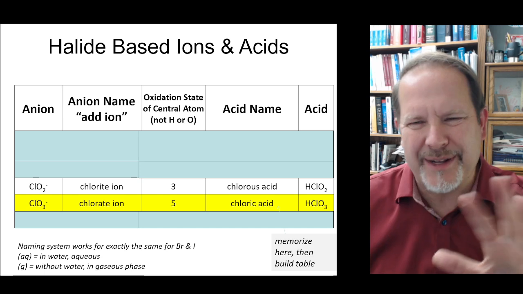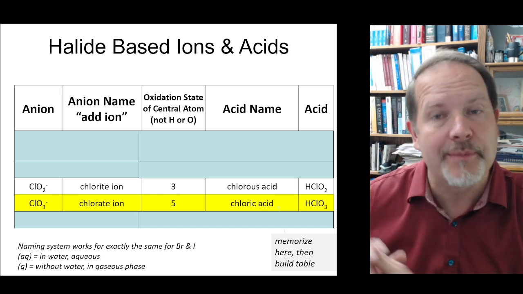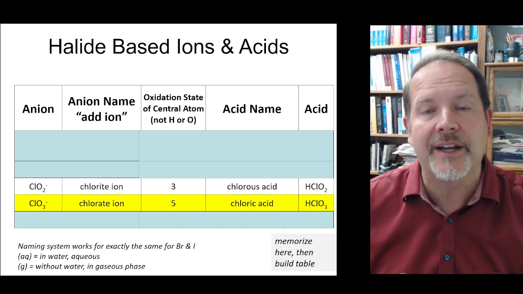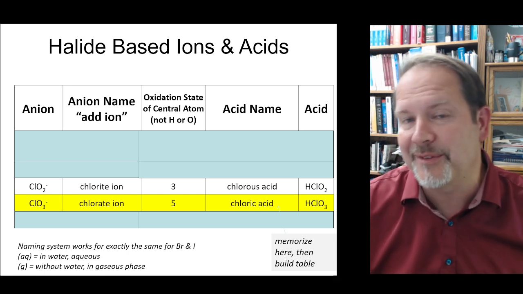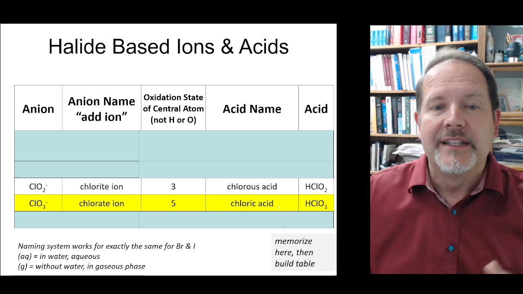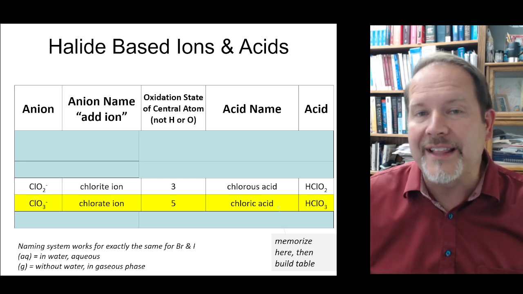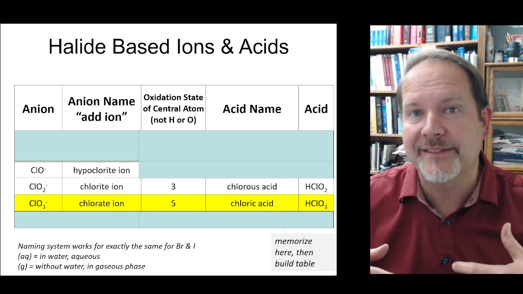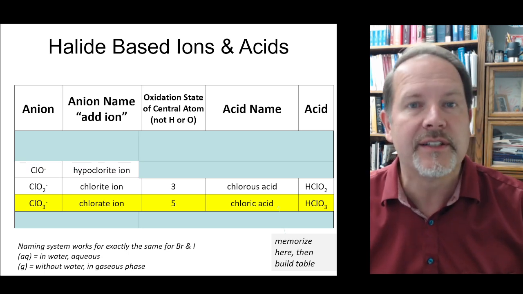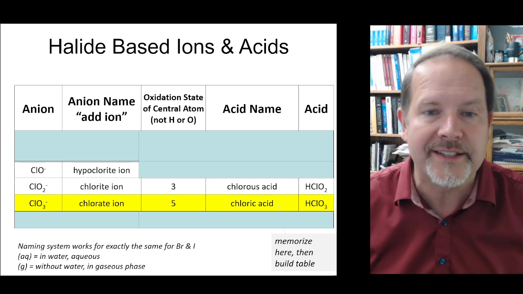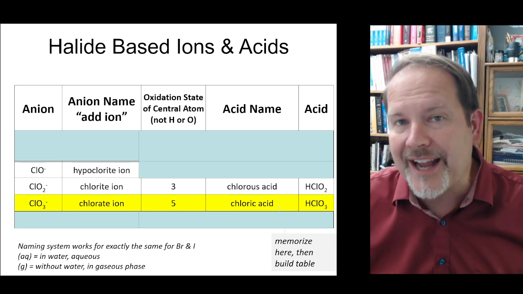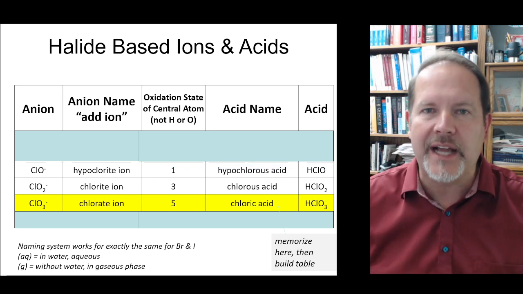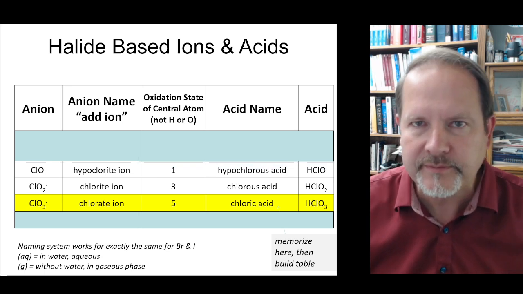And don't worry about these oxidation state numbers. We're going to talk about those later. But the name becomes chlorous acid when we add 1 hydrogen. Now, if we go 1 less oxygen from the chlorite, we call it hypochlorite. Hypo means less. In this case, 1 less from the chlorite. If you add a hydrogen to it, it becomes hypochlorous acid.